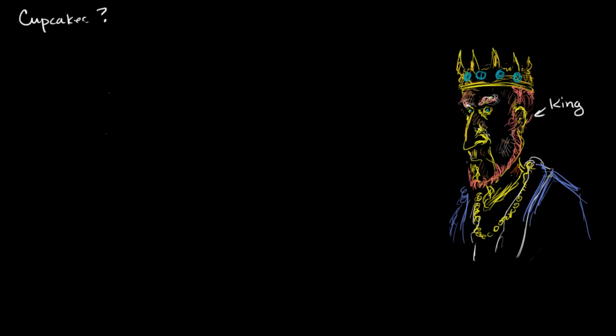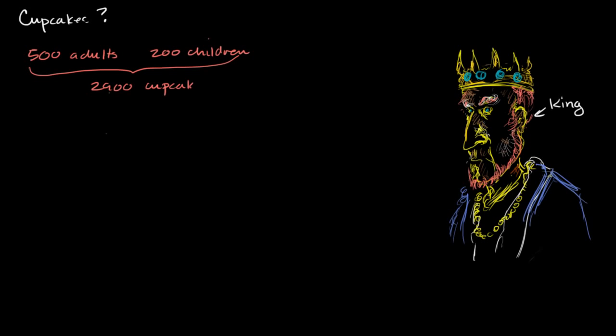And he says, well, I know at the last party we had 500 adults, and we had 200 children. And combined, they ate 2,900 cupcakes. And you say, okay, that's interesting, but I think I'll need a little bit more information. Have you thrown parties before that? And the king says, of course I have. I like to throw parties.